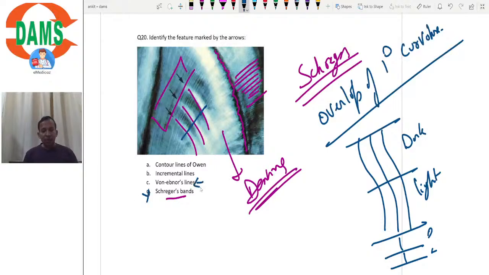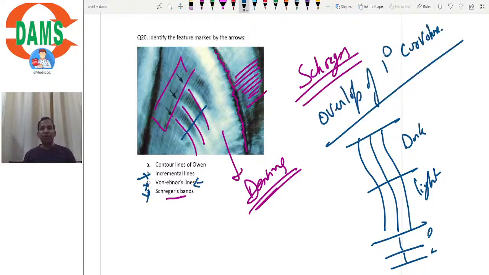And the next option is Von Ebner's lines. Von Ebner's lines are daily increment lines, isn't it? So daily increment lines are seen at a distance of 4 microns and they should be numerous, because it is the entire dentine, so many should be visible. Here we see only 3. That means they are not even Von Ebner's lines. And if they are not Von Ebner's lines, then definitely not incremental lines.